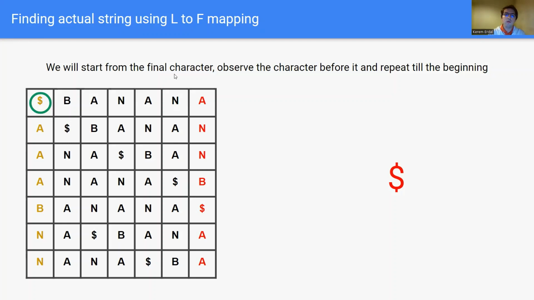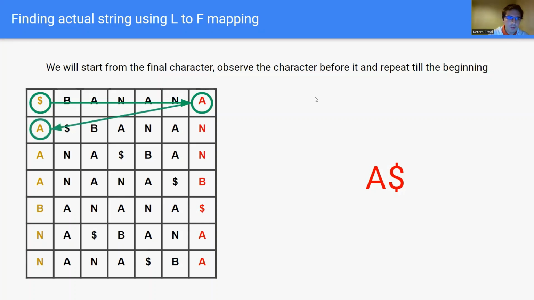So we can walk this pattern recursively by using the L to F mapping, and I will illustrate how to obtain it. The character coming before dollar is A, and this A is the first A in the last column, and it corresponds to the first A in the first column.